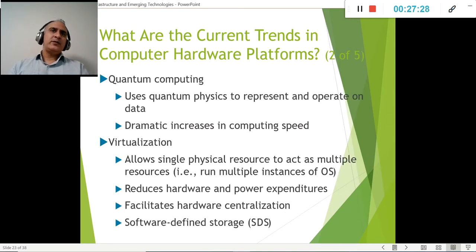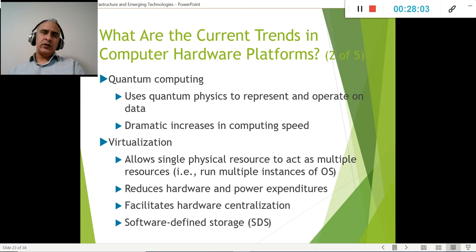Other trends, like I was saying, quantum computing. These computers are extremely fast. They use quantum physics to represent and operate data. As far as I know, there are only one or two companies that have quantum computers. Google claims to have one. IBM doesn't believe that they do have it, but that's what they say. And I think the other one is IBM, if I'm not wrong. But, anyways, this quantum computing is at a very early stage.